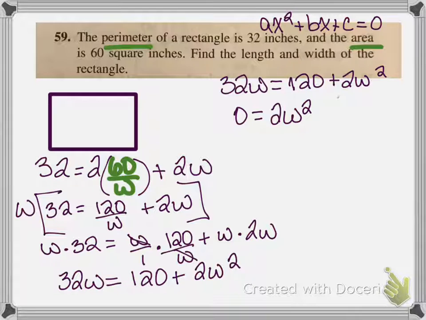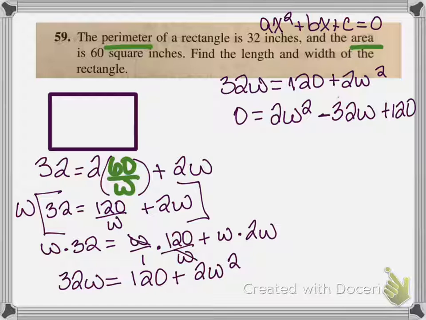I need to move this 32W over. So what am I doing? When I want to move that 32W over, what am I doing? Subtracting. Okay, so I am subtracting 32W, and then what's the last thing I have? 120. Good. Now we know what to do with this. We know how to solve this.